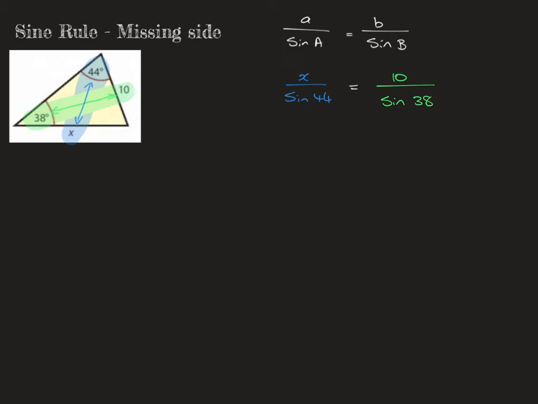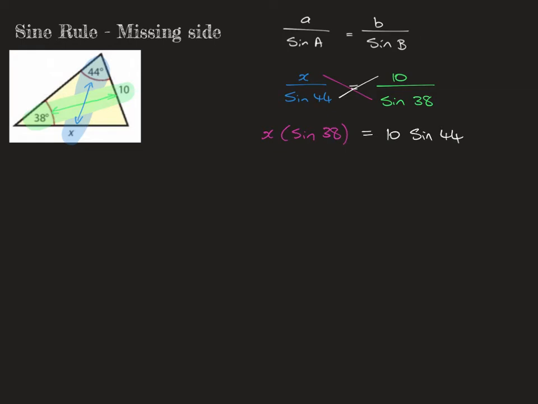Now what I need to do is, I've got a fraction equals a fraction. To get rid of a fraction equals a fraction, we cross multiply. What I like to do when I'm cross multiplying is keep all of the unknowns on the left. So if I've got an x there, I'll work out that side on the left first. That's going to give me x times sine of 38, equal to, I'll do it in white, sine 44 times 10, the opposite diagonal. So 10 times sine 44.